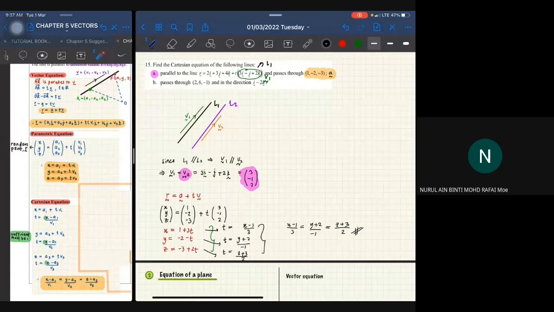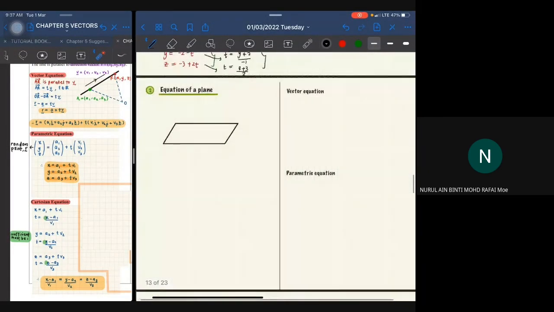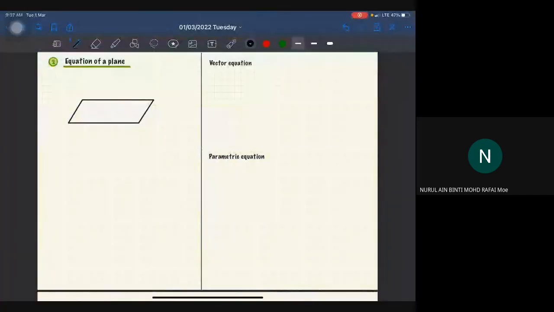Okay, so that's it for equation of a line. So let's move on to equation of a plane. But before I move on, ada tak apa-apa soalan dekat application yang pertama ini? Do you have any questions? Saya kira sampai 3. Hana? Betul? Set. 1, 2, 3. Okay, settle. So let's move on to the second application, which is equation of a plane.